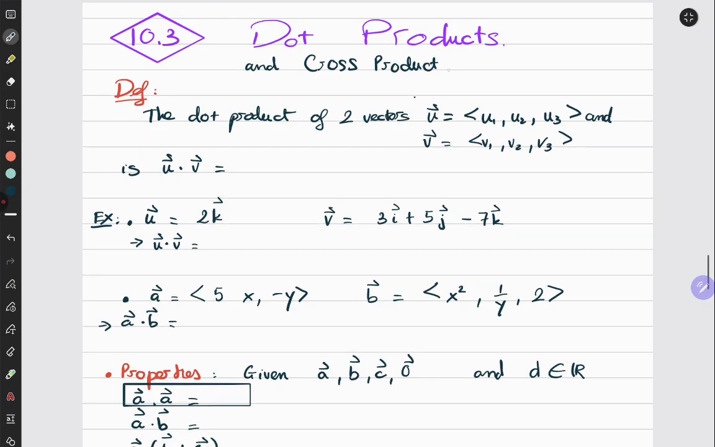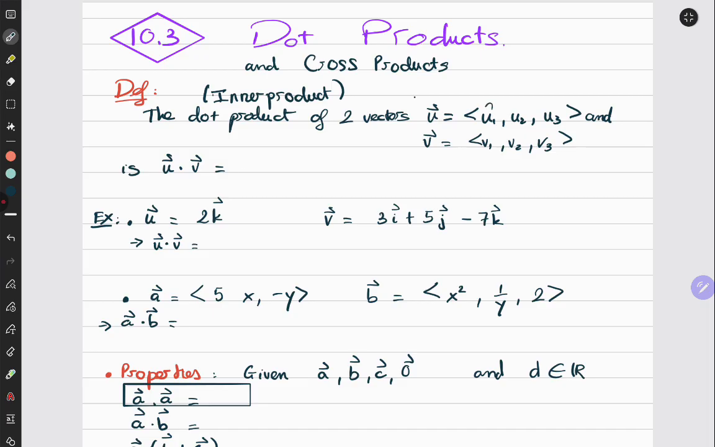Dot product and cross product. Dot product is much easier. Some textbooks also use another name, aka inner product. The dot product is extremely easy to compute. You just have to multiply across their components. So x times x, y times y, z times z, and then add them up.